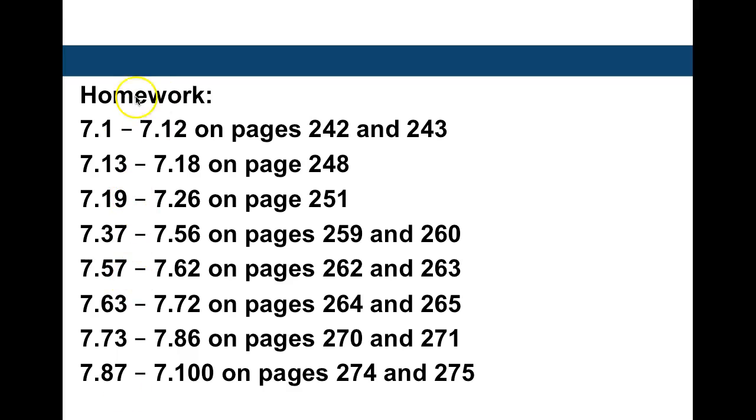Okay, the homework for this chapter: 7.1 to 7.2 on pages 242 and 243, 7.13 to 7.18 on page 248, 7.19 to 7.26 on page 251, 7.37 to 7.56 on pages 259 and 260, 7.57 to 7.62 on pages 262 and 263, 7.63 to 7.72 on pages 264 and 265, 7.73 to 7.86 on pages 270 and 271, and then 7.87 to 7.100 on pages 274 and 275. All right, and that concludes chapter 7.